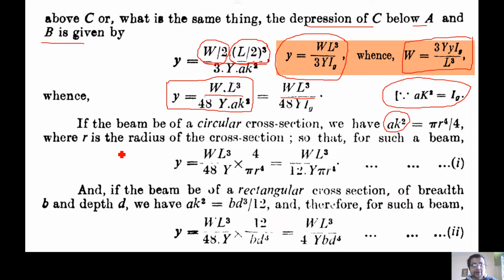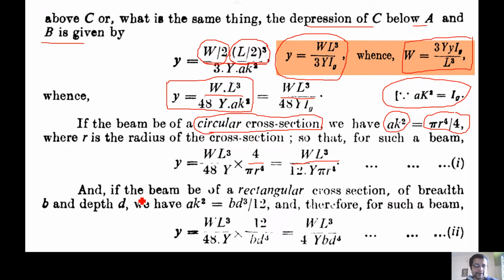Suppose you have a circular cross section like a cylinder, with radius r, then the area is pi r square. If you consider a circular cross section, its value in this particular case of the beam will be pi r square by 4. Remember that. So this value we need to put over here and solve further to get the depression produced in terms of Young's modulus, the length, and the radius of the cross section, which comes out inversely proportional to the fourth power of that radius.